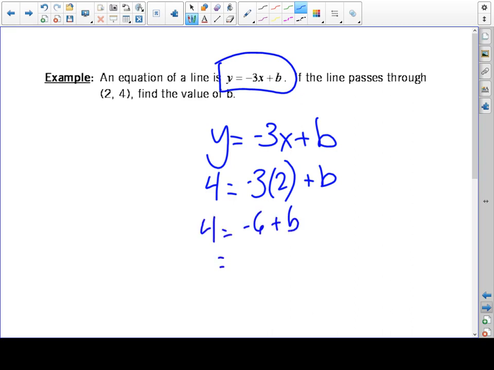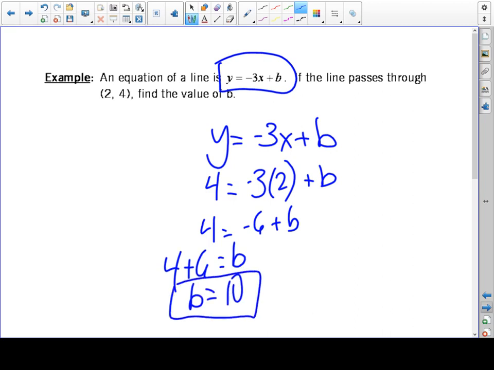We're going to bring the negative 6 over to the left side, and we're going to get 4 plus 6, and that's going to be equal to b. So b is 10. Now this question doesn't ask you to write an equation. The question asks you to find the value of b. So once you've found the value of b, Bob's your uncle, you're done. The answer is 10.